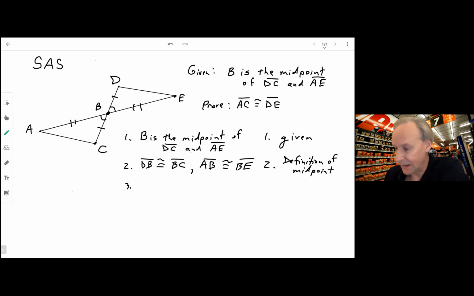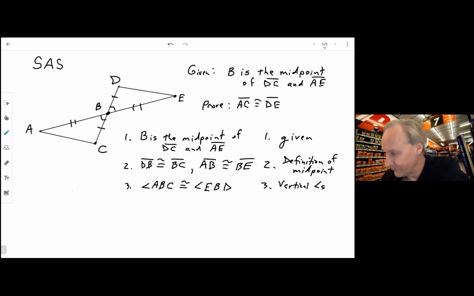We know that angle ABC is congruent to angle EBD because we know that vertical angles are congruent. Man, I'm almost done. Look at that. So now I know that my two triangles are congruent by angle, side, angle. I've got an angle, a side, and a side, an angle, and a side on each of the triangles.